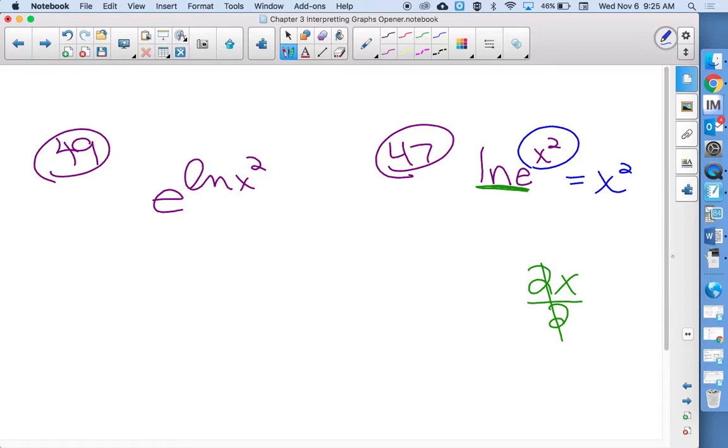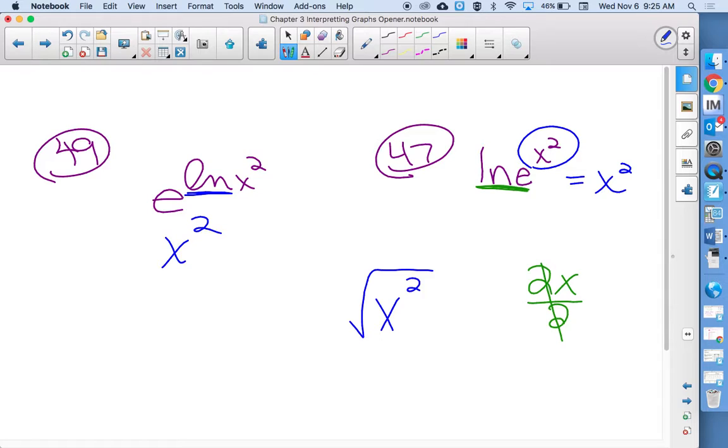It works the same way with number 49. It's just the opposite. Here I have the natural log of e to an exponent. Here we have e to the exponent of the natural log. But again, inverses undo each other. If I had x squared and I took the square root, they undo each other. This is also equal to x squared. So both of them are equal to x squared because inverses cancel.